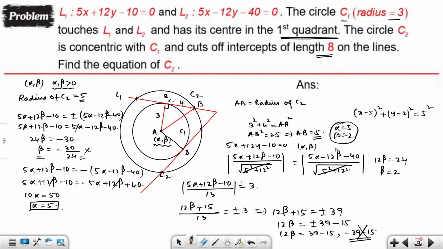So what is the answer? Let me just check it. Let us verify this. The answer is, yeah, I've opened that one. Okay, no problem. If you open, you are going to get the same answer.